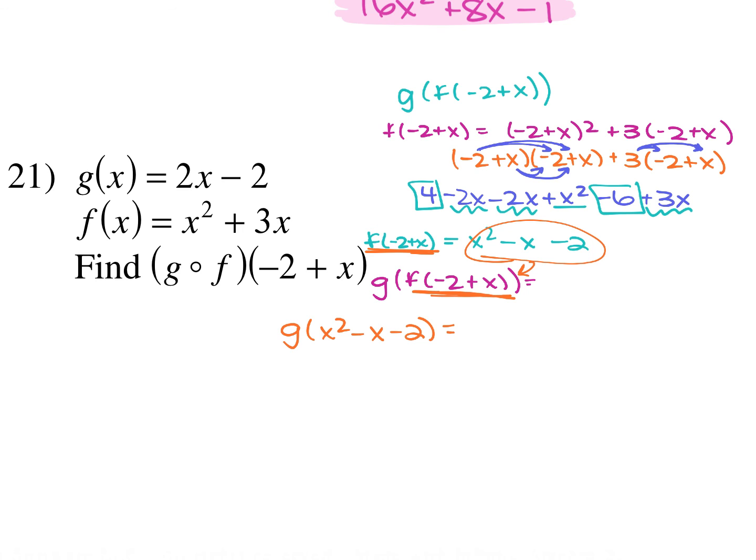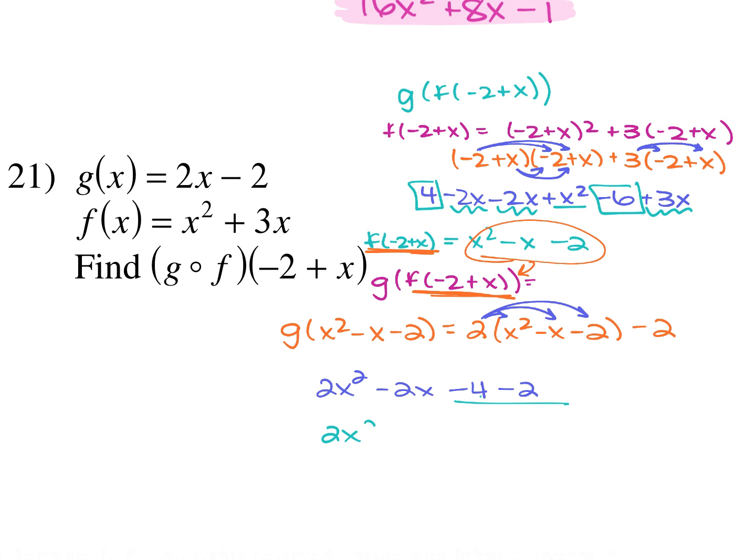So from here, plug the x squared minus x minus 2 in for x in g of x. That gives you 2 times x squared minus x minus 2, minus 2. Distribute. The 2 times x squared gives you 2x squared. The 2 times negative x is negative 2x, and the 2 times negative 2 is negative 4. Combine your like terms of the negative 4 and the negative 2 to give you 2x squared minus 2x minus 6. And that's your answer.